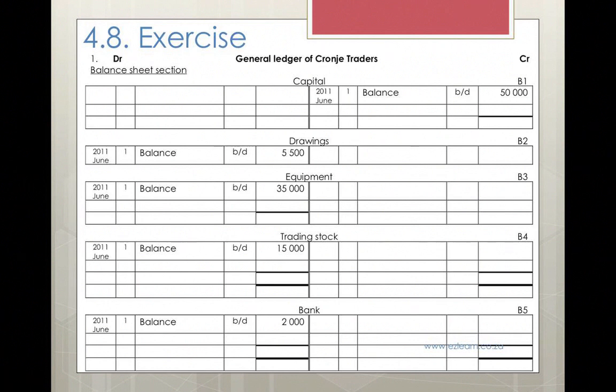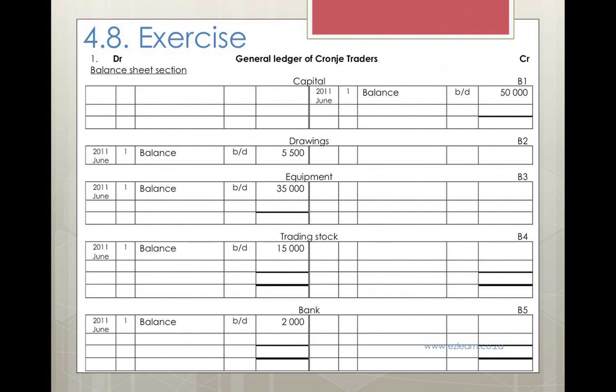The first thing that you need to do is take all the opening balances that are given in the trial balance and enter these as opening balances in the general ledger accounts. Capital is an owner's equity account, and so it will have a credit balance. You would show the date correctly as 2011 June the 1st, and you will do this for all the balances subsequently. The balance brought down is 50,000 Rand.